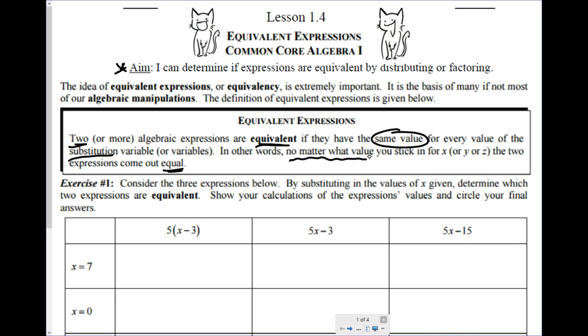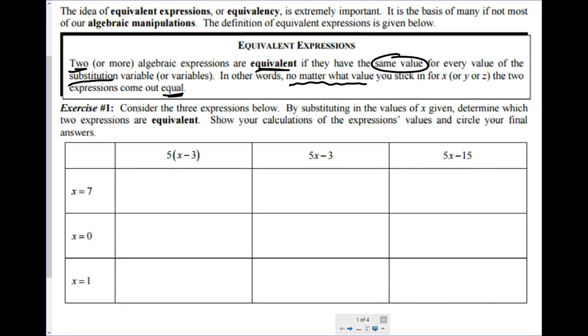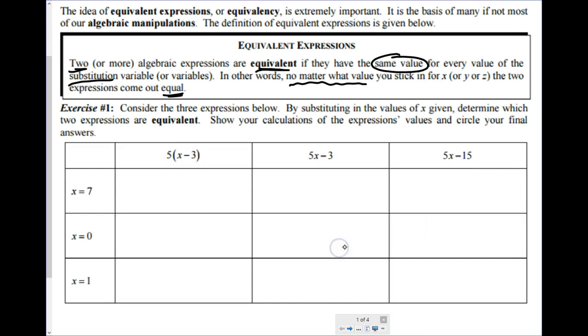I could pick 10, I could pick 15, 2, whatever I pick, something is equivalent if they're the same value at the end. So let's take a look at what this means with numbers. Okay, exercise 1. Consider the three expressions below. So here are the three expressions. This is your first one, this is your second one, and this is your third one. Those are your three expressions.